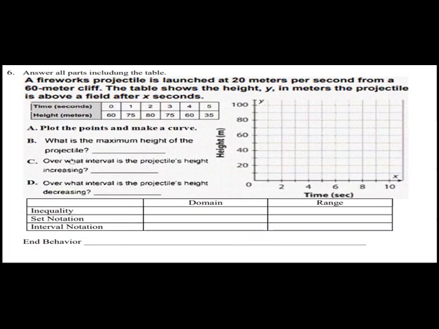And they have point A, it says plot the points and make a curve. Point B, what is the maximum height of the projectile? Point C, over what interval is the projectile's height increasing? Point D, over what interval is the projectile's height decreasing? And at the end, the table is indicating for us to find the domain and range in all 3 notations: inequality, set notation, interval notation. And then at the end, it says end behavior. Copy that, please. I'll give you guys a little bit of time.